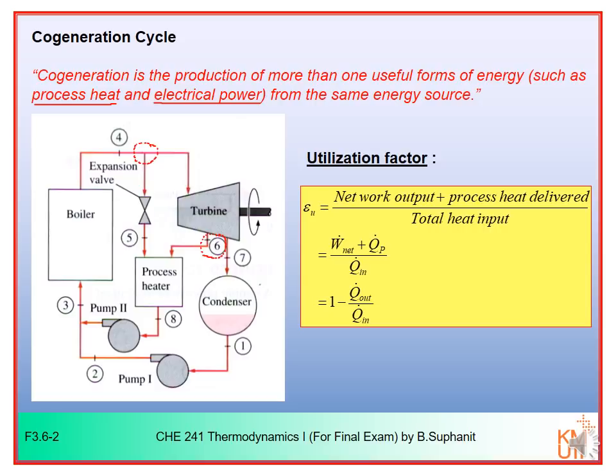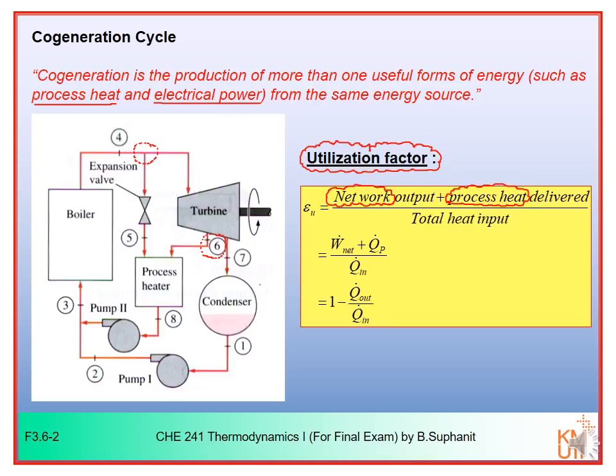For this kind of system which can produce both heat and power, the performance index is now called a utilization factor. The utilization factor uses the same concept as efficiency in the calculations. Utilization factor is defined as what we get divided by what we give. But in this case, it is the net work output plus the process heat that the system can deliver. So we have benefit in both terms, the work and the heat.